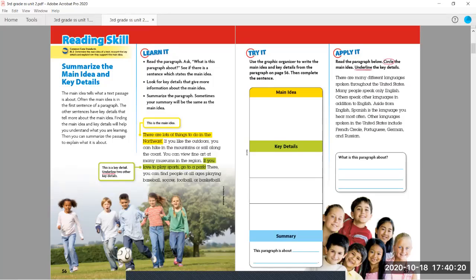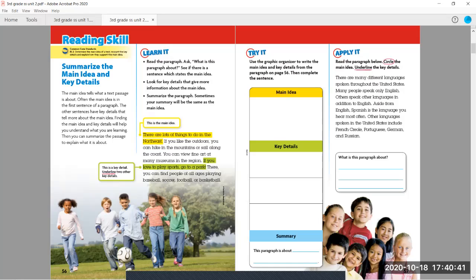There are lots of things to do in the Northeast. If you like the outdoors, you can hike in the mountains or sail along the coast. You can view fine art at many museums in the region. If you love to play sports, go to the park. There you can find people of all ages playing baseball, soccer, football, or basketball.